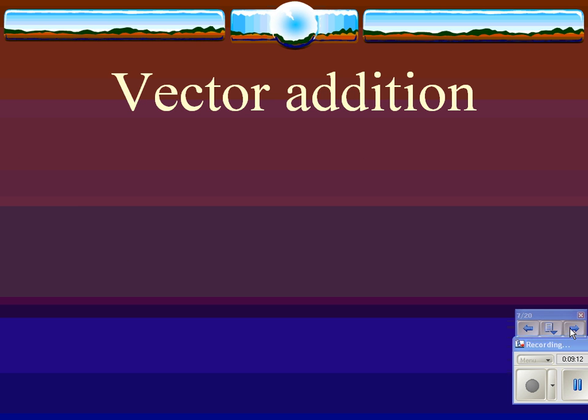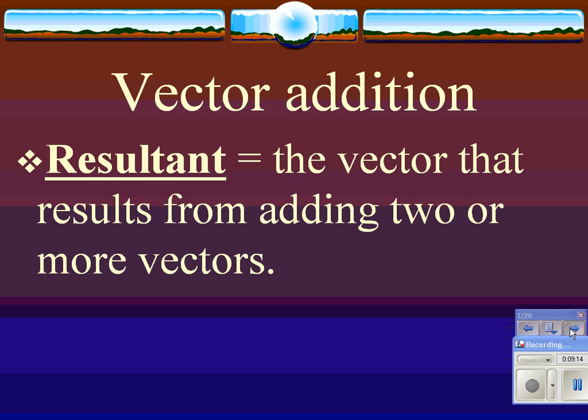But let's do some vocab before we figure out how to add them. The first vocab word you need to know is called the resultant. The resultant is the vector that results from adding two or more vectors. So if you have a problem that says, find the resultant of these vectors, what it's saying is, add them together and tell me what you get.